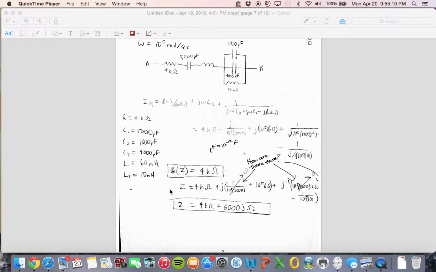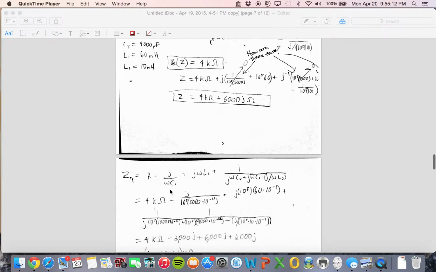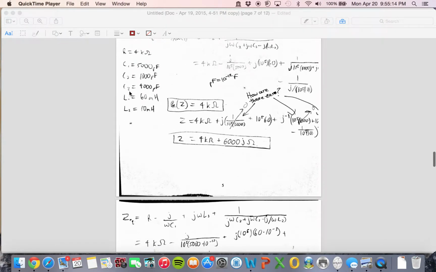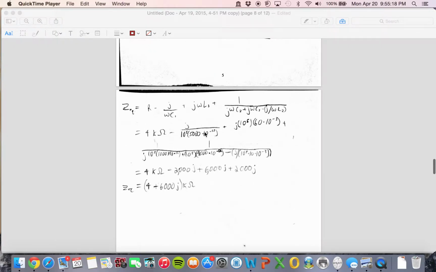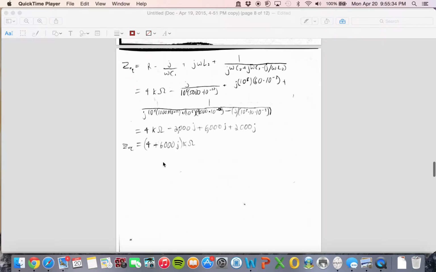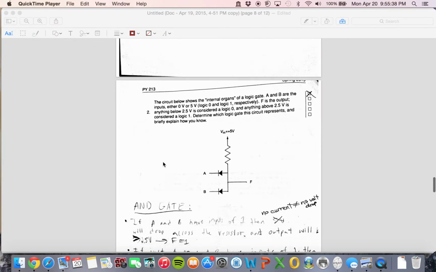When I account for the picofarads and the millihenries, which are the capacitance and inductor units, I add these factors of 10 to account for those, and those terms clearly become not negligible. The only real term is the resistance right here, the following 3 being imaginary. We get negative 2000j, 6000j, and 2000j, giving us a final equivalent impedance of 4 kiloohms plus 6000j kiloohms.